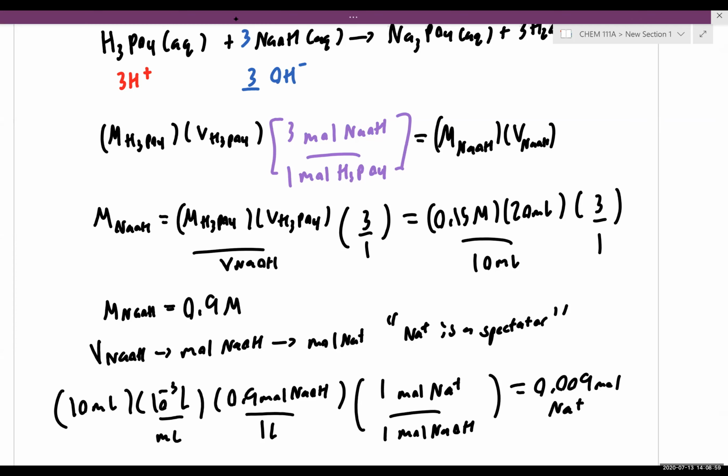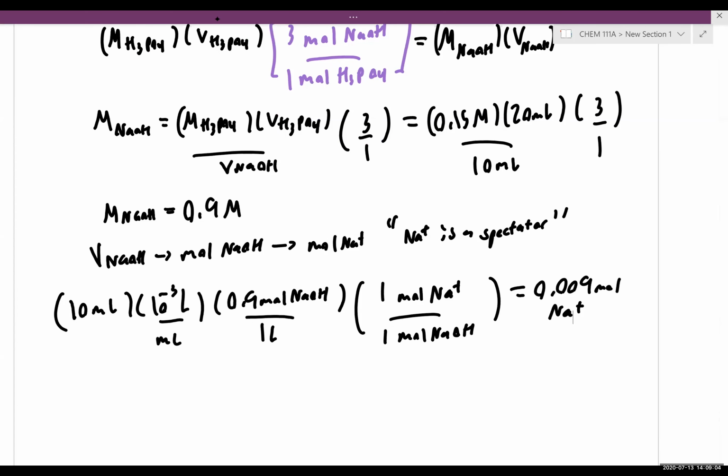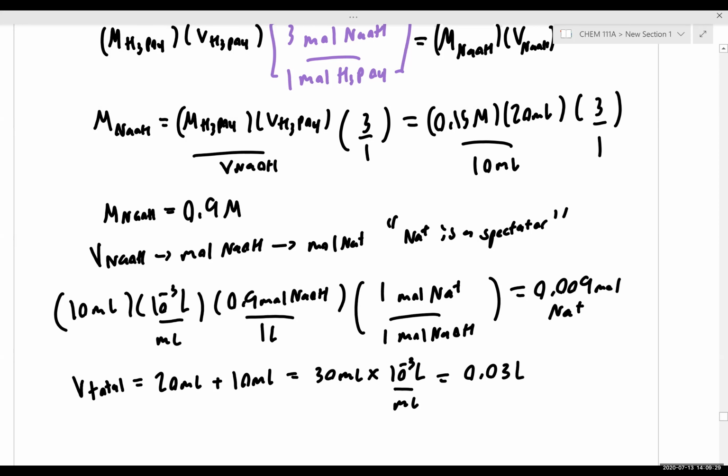Now, if we want to figure out the molarity, we're going to have to in turn convert and figure out our total volume. So our total volume in this case is our 20 milliliters of phosphoric acid plus our 10 milliliters of sodium hydroxide, which gives us 30 milliliters. And we're going to convert that 30 milliliters into liters to get us 0.03 liters.